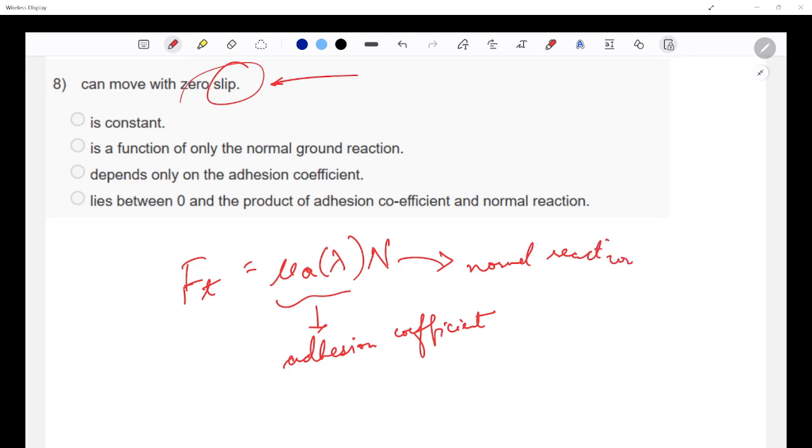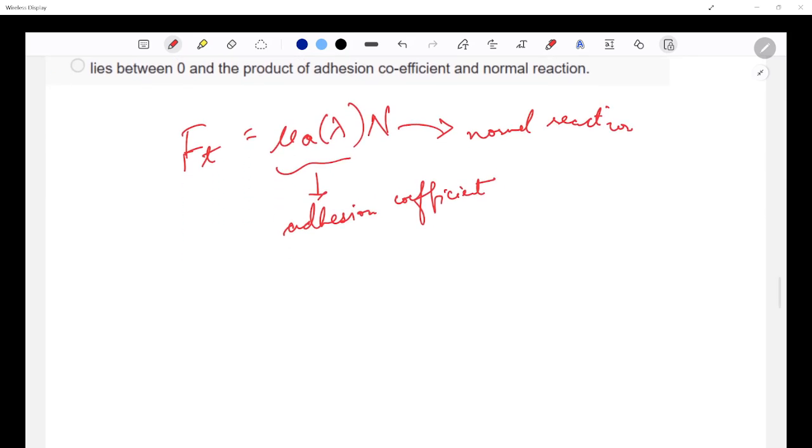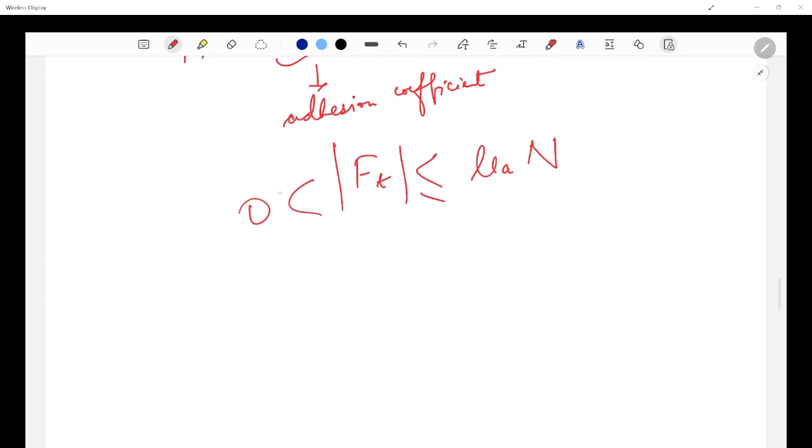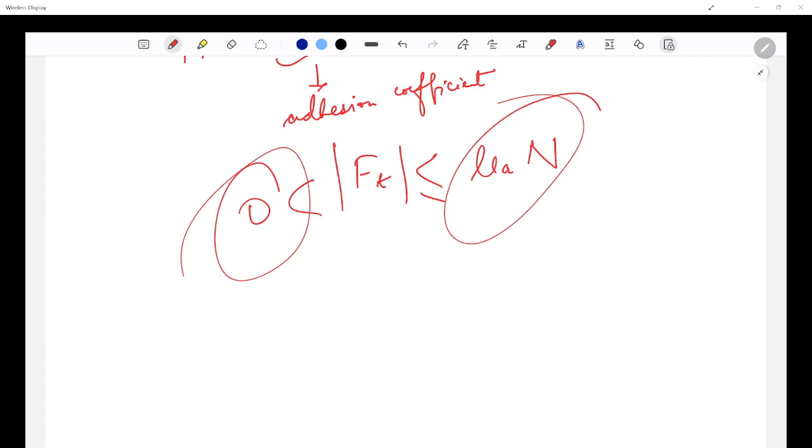So from theory, we know that this force should lie in between mu a into normal and should be greater than 0. This means the minimum that you can have is 0 and the maximum is this. So the physical meaning is, if Ft is equal to 0, there is no motion. If Ft is equal to this quantity, it is maximum traction. Beyond this, slip becomes unstable.